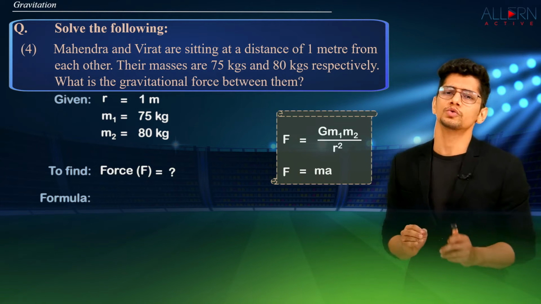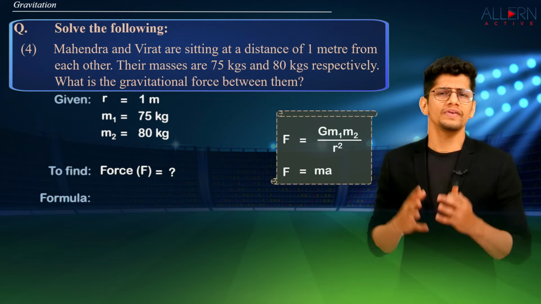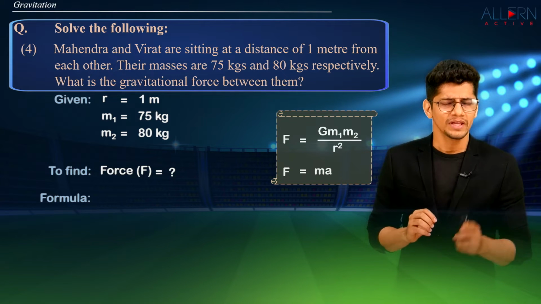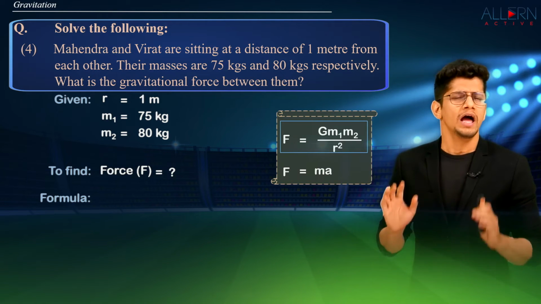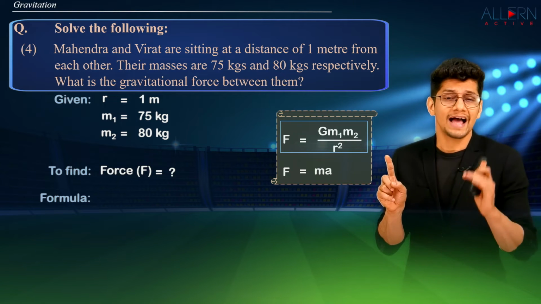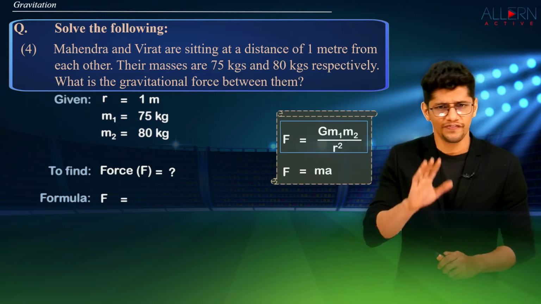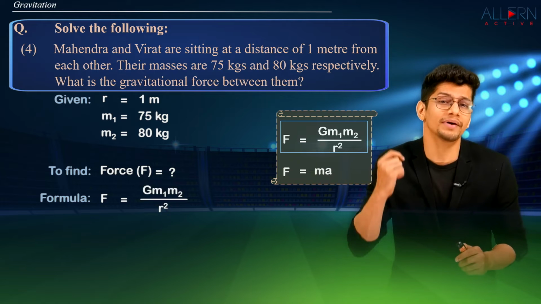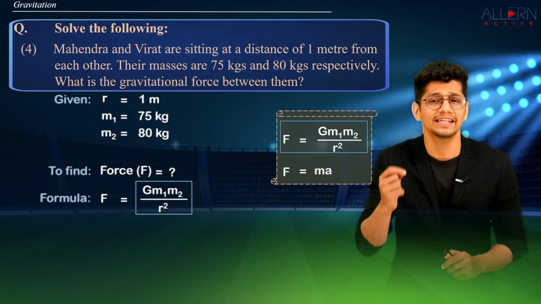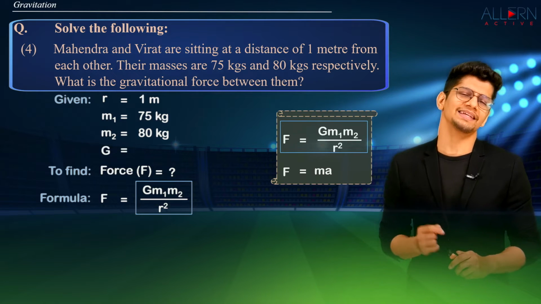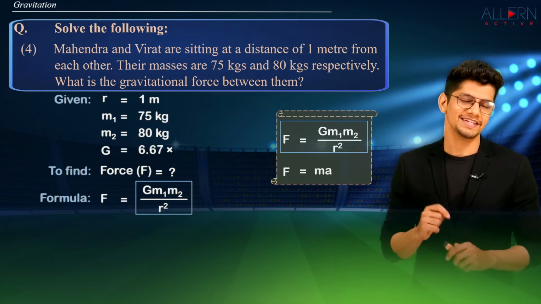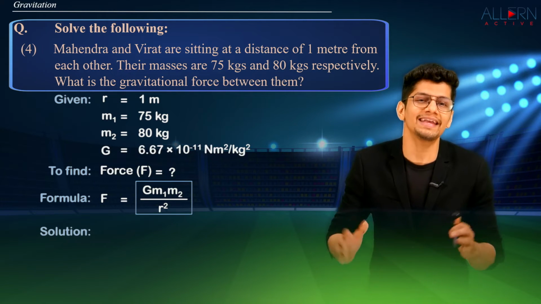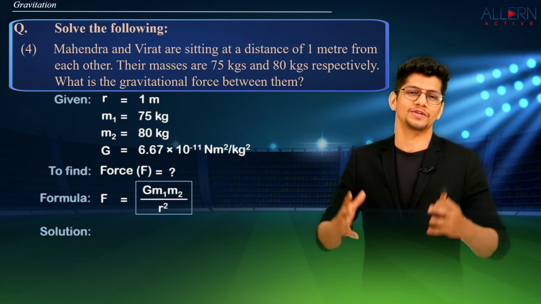Let's decide which formula to use. Look at the given data. What all do we have? We have R, M1, M2, right? The only thing that is missing over here is capital G. But we know that we can use this formula as long as we know the value of capital G. So, first of all, we'll write this formula in the formula section. But we also know for a fact that we have memorized this value of capital G, that is 6.67 into 10 raised to minus 11 Newton meter square per kg square. So, here we have the given, to find, and the formula. So, we are ready with the solution, or for the solution in fact.